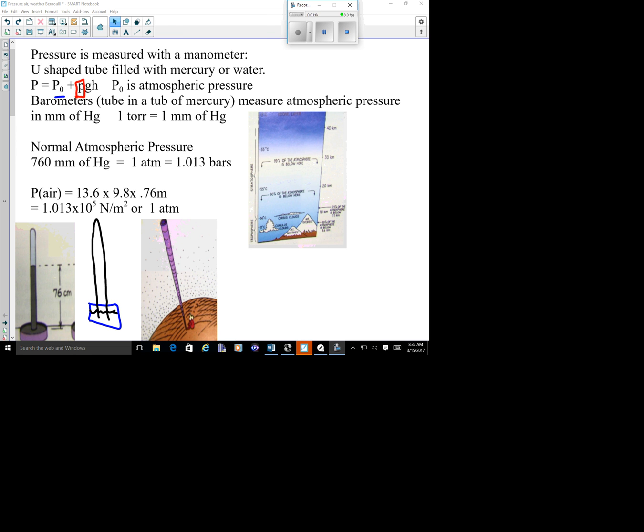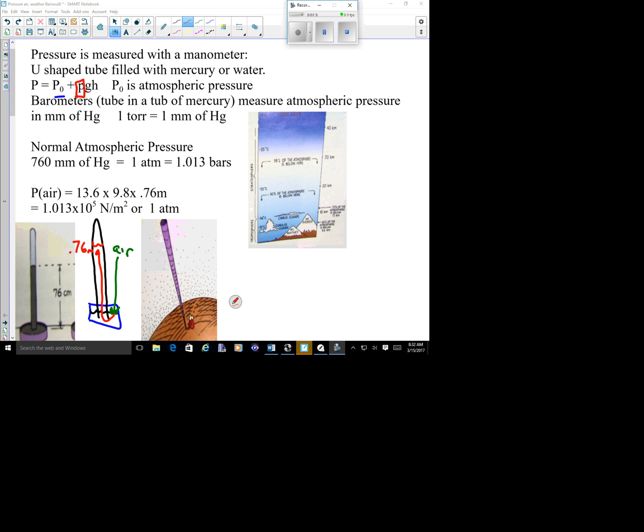As the air pressure pushes down, we use green for the air pressure here, it pushes the mercury up the tube. Most of the time, the height of that mercury is about 76 centimeters, or 0.76 meters. So if I want to know air pressure, I'm going to use that formula up there: P equals the original pressure plus rho g h.